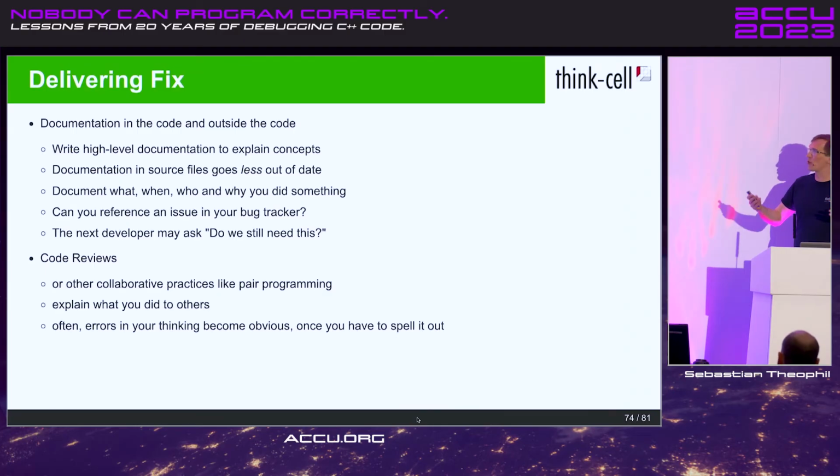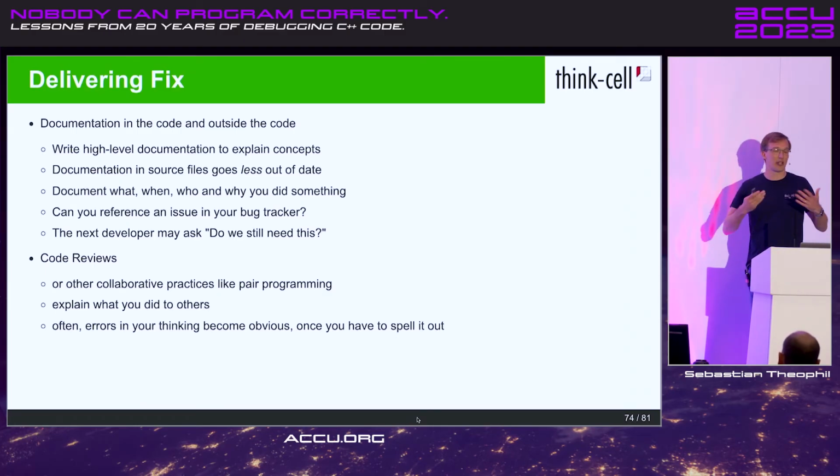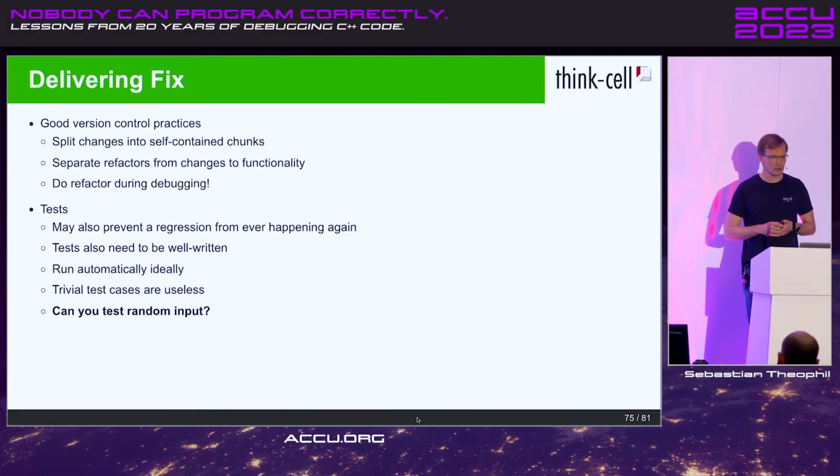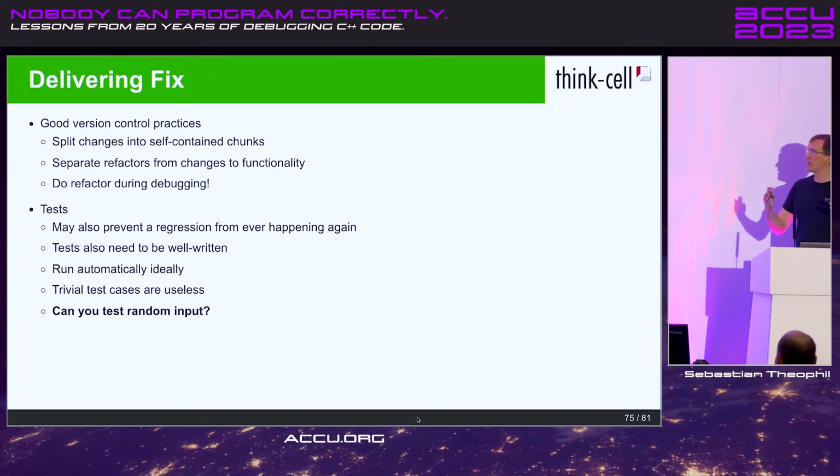And of course, we do code reviews to let us explain to each other what we try to do, to figure out if there was some problem in our thinking. Everybody hopefully uses version control by now, and tests, maybe even tests on random input, so we don't write tests exactly for the cases that we do support, but tests for the cases that might be difficult.